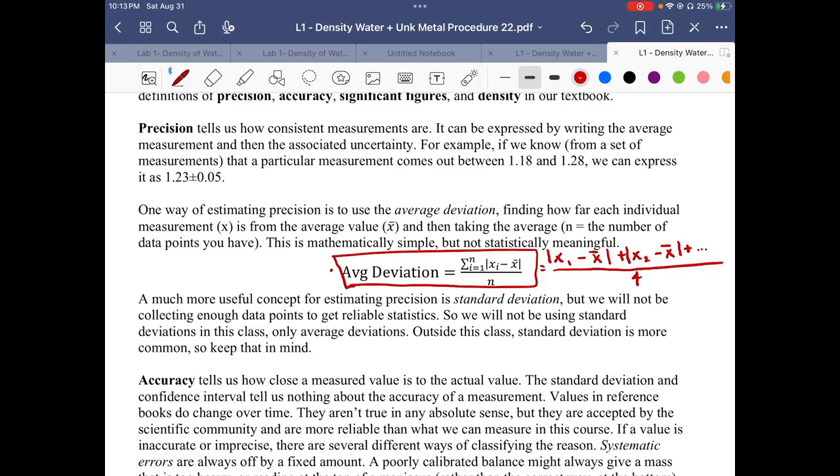And average deviation tells us something about precision. It tells us how consistent or reproducible our values are. In order to have something that's accurate, you need a literature value.